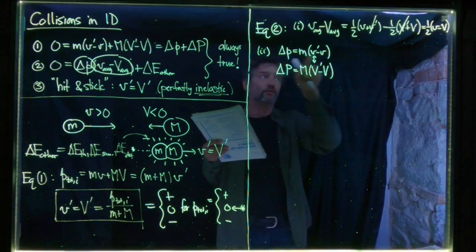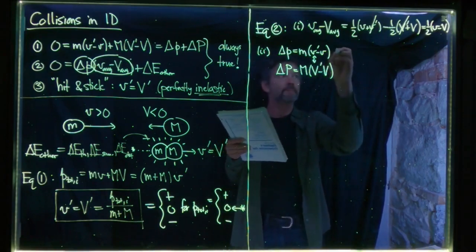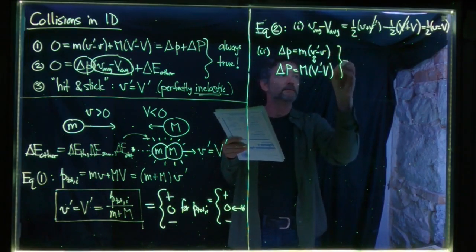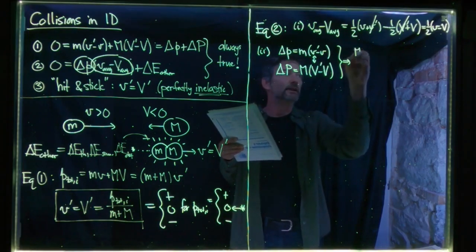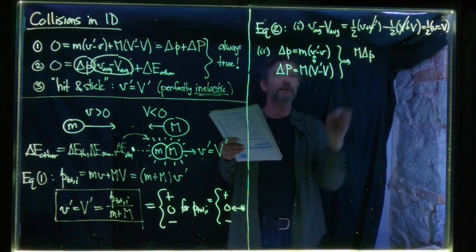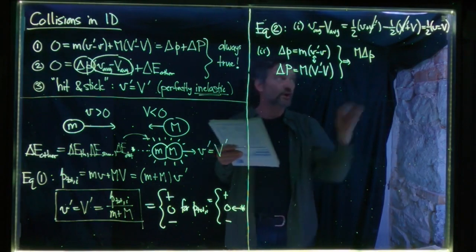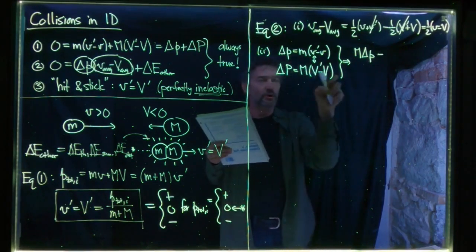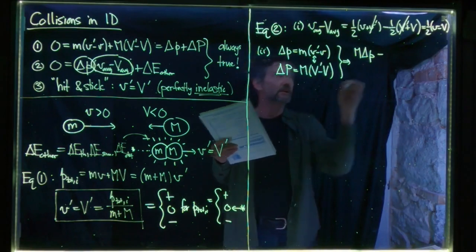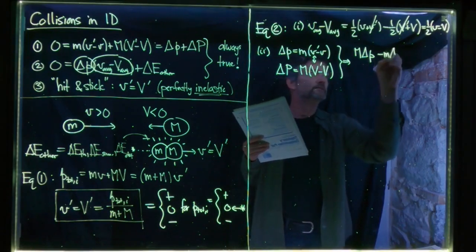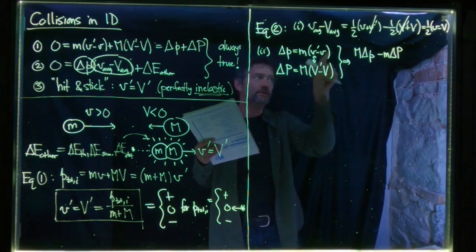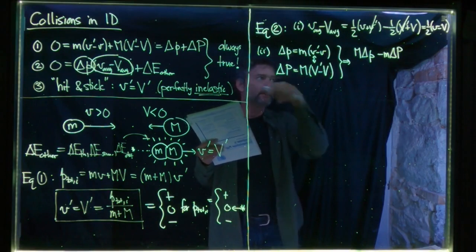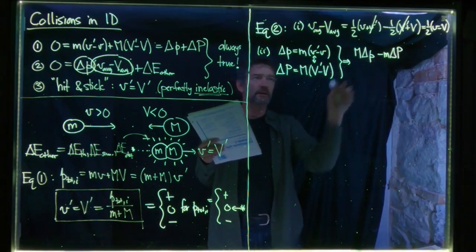We're going to multiply the whole first equation by big M. So on the left we get big M delta little p, and then we're going to subtract this whole equation multiplied by little m. So that's little m times delta big P. So big M times this equation, little m times this equation, and then subtract. So the left-hand sides are big M delta little p minus little m delta big P.